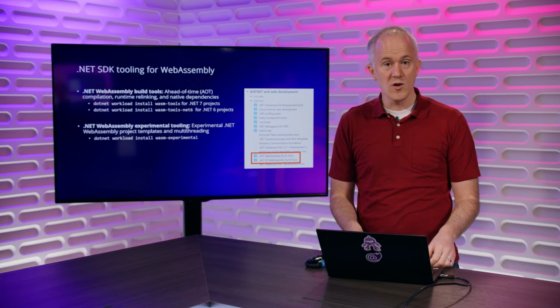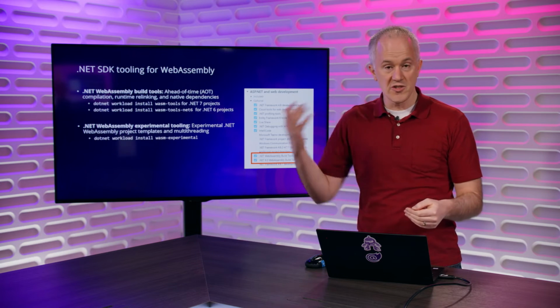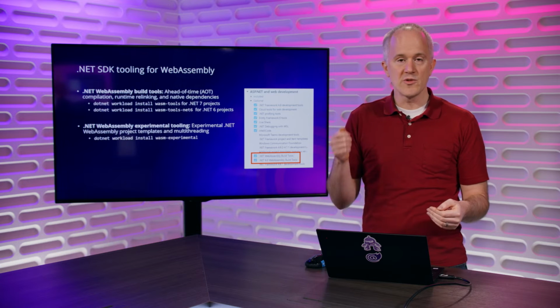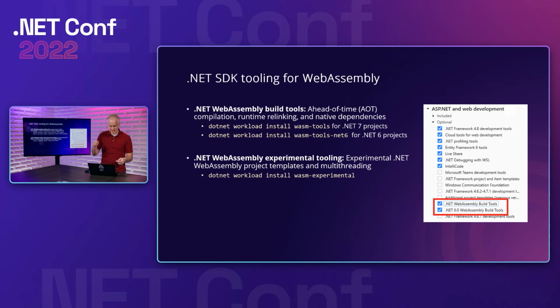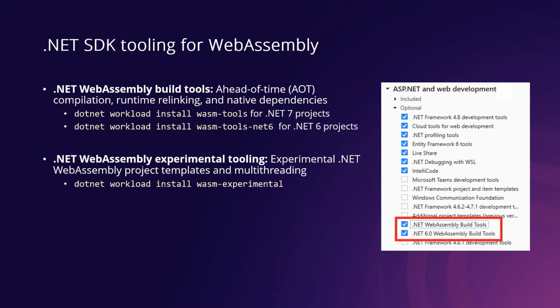Now, if you still need to work with .NET 6-based projects using the .NET 7 SDK, you'll need to install the new wasm-tools-net6 workload. The .NET WebAssembly build tools in .NET 7 are not compatible with .NET 6. So if you're a library author and you're using these tools and you still want to support .NET 6 and .NET 7, you're going to need to multi-target.